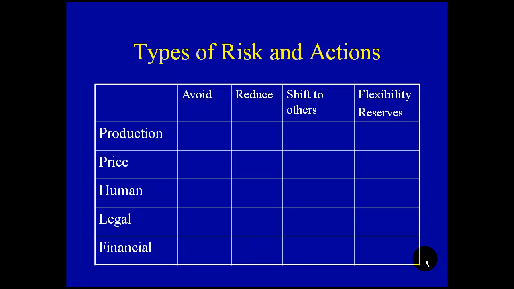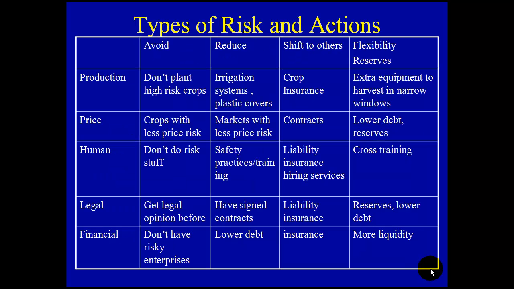So all these different types of risk, we can do different things, and so we can avoid, reduce, shift to others, and flexibility reserves. For all of these, it may really make sense. Not all of these may make as much sense as others, but I think it's useful since we are just thinking about really what risks do we face and how to cope with them.